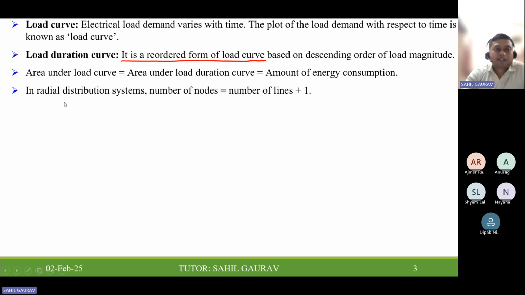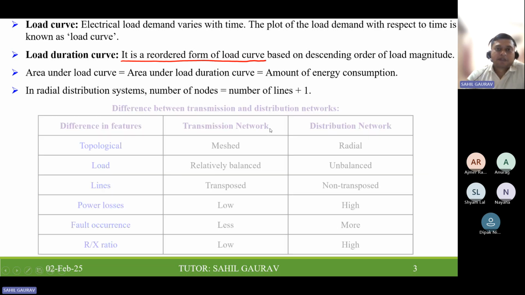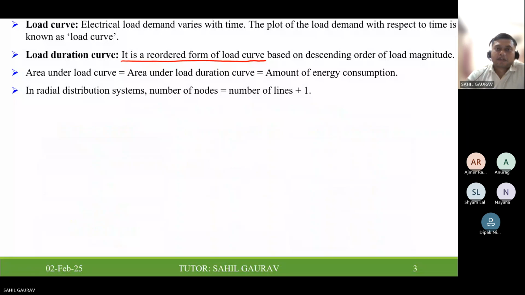One problem we have seen is how we can find the number of nodes or number of lines, given whatever data is in the problem. In a radial distribution system, the number of nodes equals the number of lines plus one. It is simple: if you have two nodes, that means you have one distribution line, and if you have three nodes, that means you have two distribution lines for a radial distribution system.